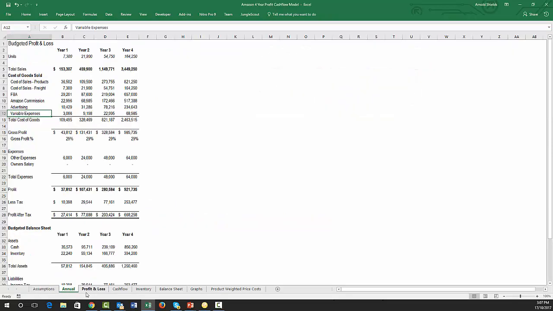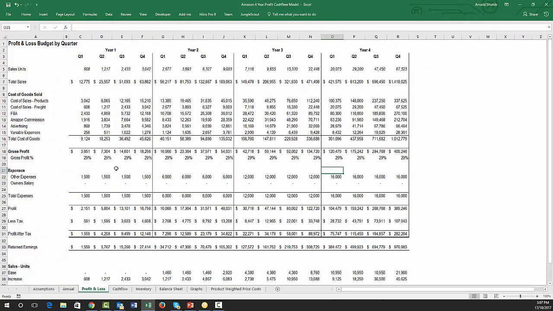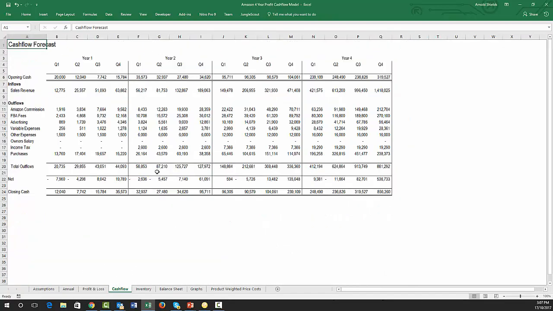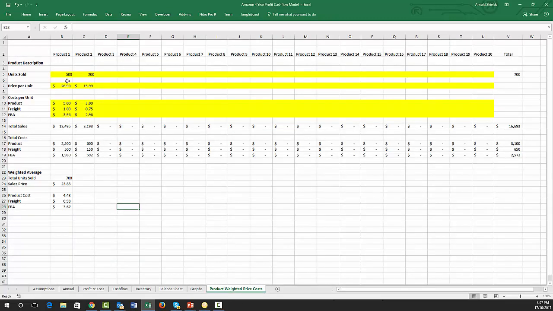And then we've got an annual P&L and balance sheet, a profit and loss by quarter, a cash flow forecast by quarter, balance sheets along the way. And the balance sheet means that our cash flow model and our profit model works. And we've also got weighted product costs. So we can say, okay, if we've got multiple products, what's the weighted average of those costs?